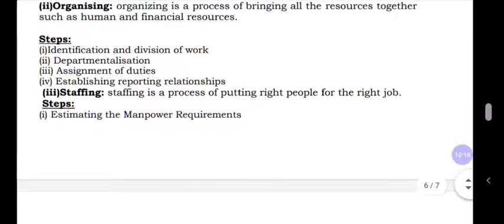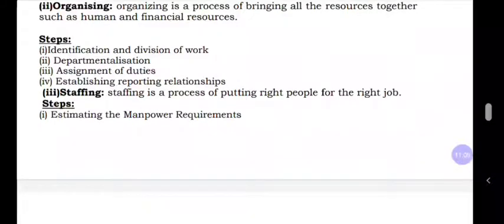Next one, organizing. Meaning of organizing: organizing is a process of bringing all the resources together, such as human and financial resources. After planning, the organizing function will come. In the organizing function, according to what you have planned, you have to bring all the resources, such as human resources, that is manpower, or financial resources, that is money, capital, or finance. It is required essentially to start up the organization, or it may be raw material or machines. Different resources you have to bring.